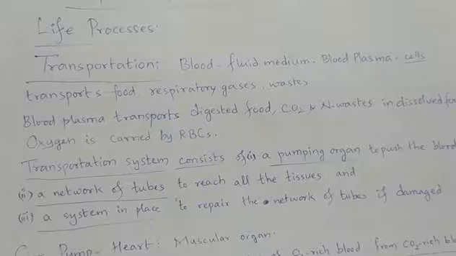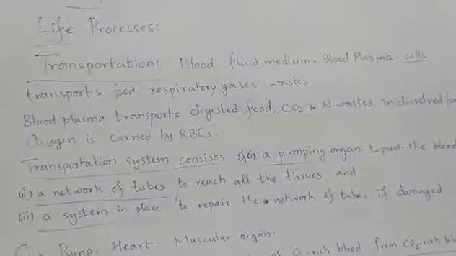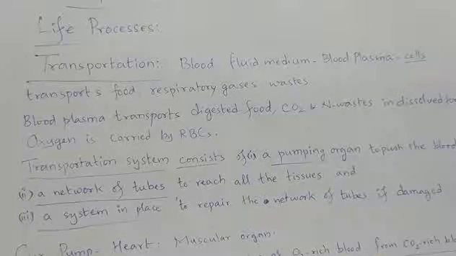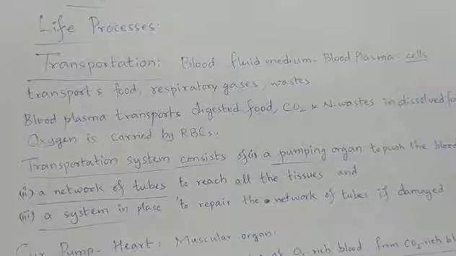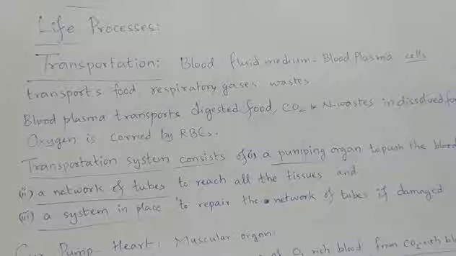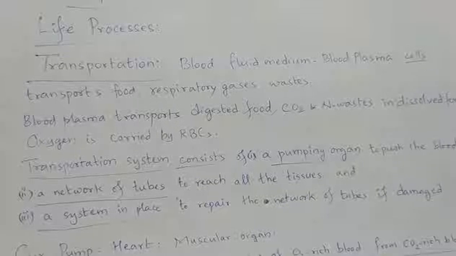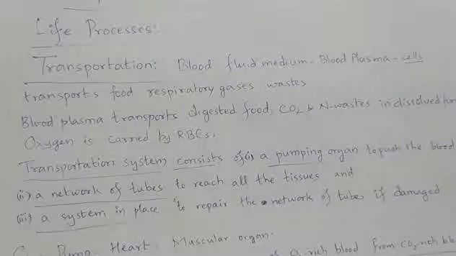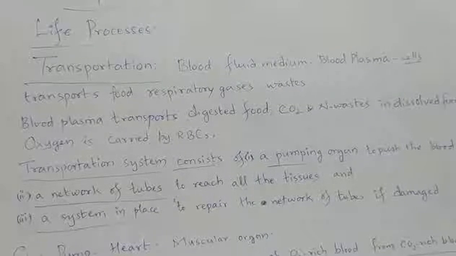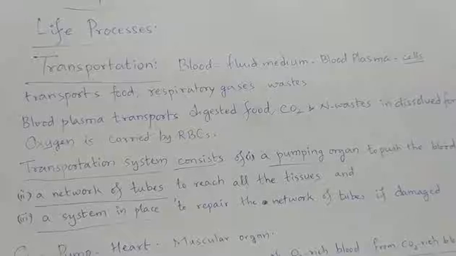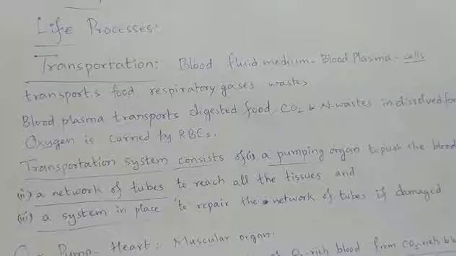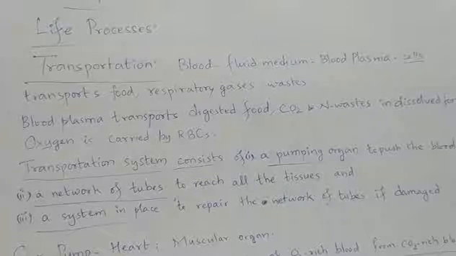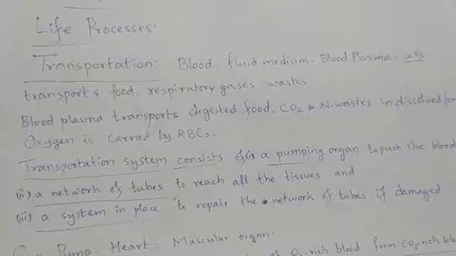Blood has a fluid medium which is known as blood plasma. Three types of blood cells are present, suspended in this blood plasma. They are red blood cells, white blood cells, and platelets. Blood transports food, respiratory gases, and metabolic nitrogenous wastes.